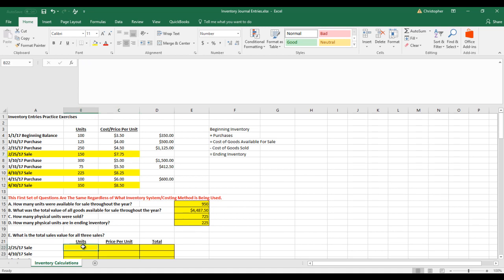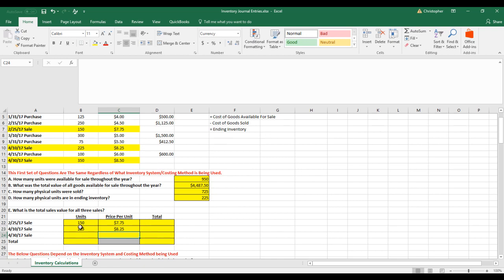So it's the price we're selling it for. So I'm just going to drag those down here. 150 times $7.75, 225 times $8.25, and 350 at $8.50.